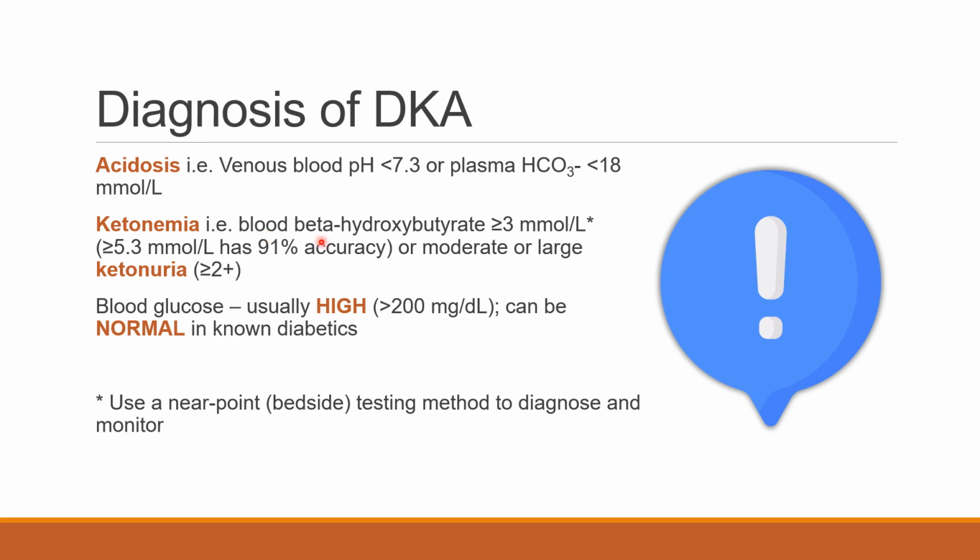In blood we mainly measure beta hydroxybutyrate, which has to be more than or equal to 3 millimole per liter. But if blood ketone body measurement is not available, we can take the help of point of care rapid diagnostic testing kits to diagnose ketonuria, in which a value of 2 plus or more is suggestive of ketonuria. Thirdly, acidosis. Acidosis refers to a venous blood pH of less than 7.3 or a plasma bicarbonate level of less than 18 millimole per liter, which we can know by drawing a venous blood gas.